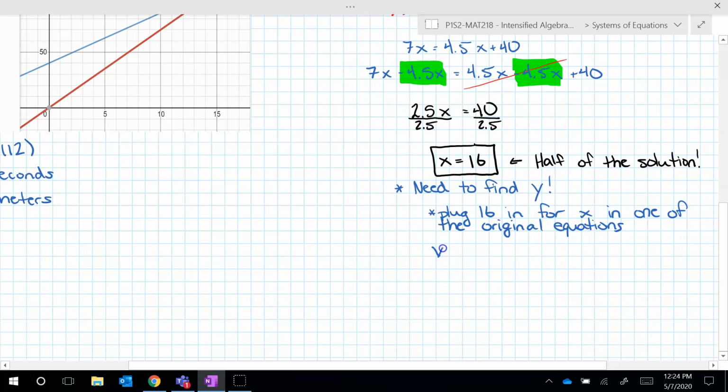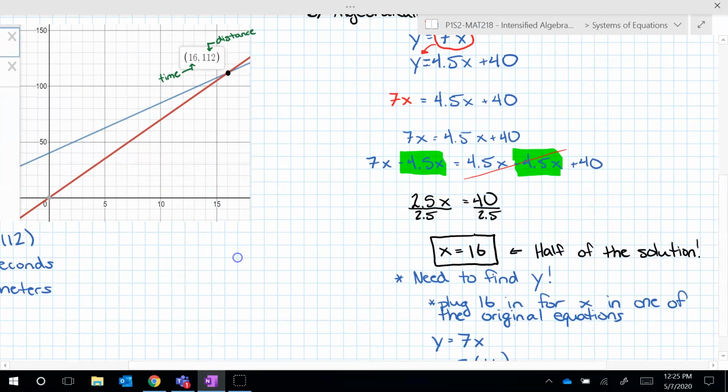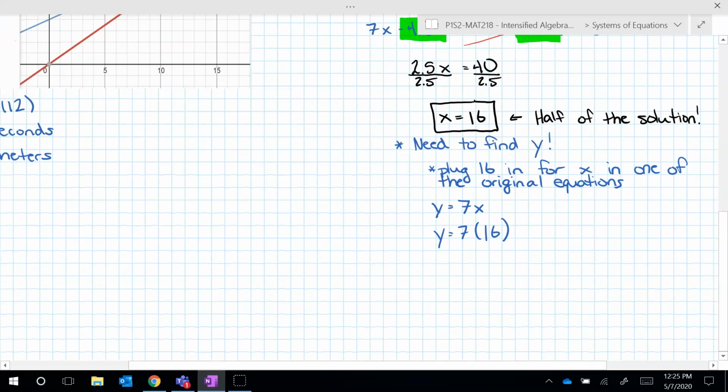So we had y equals 7x was one of them. That's the easiest one, I think. So let's just put in the 16 for x there. We'll get y equals 7 times 16. Again, go to Desmos. Right. What is 7 times 16? It is 112. The same solution we got up there, right?